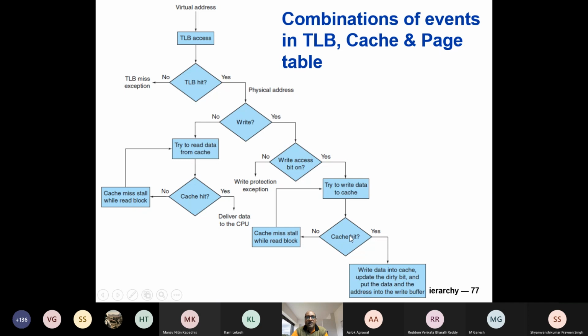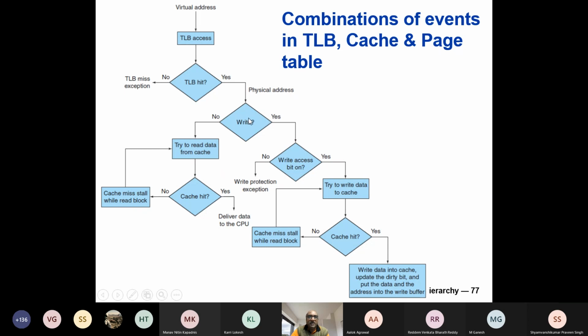And here, suppose the write access bit is not set. It means the particular page is write protected, that is, you cannot simply write into that page. So in that case, the write access bit is not set, and therefore a write protection exception will be raised. That means if you want to write something into a page that is protected from writing, the exception will be generated and you'll get a message: you cannot write into the page.